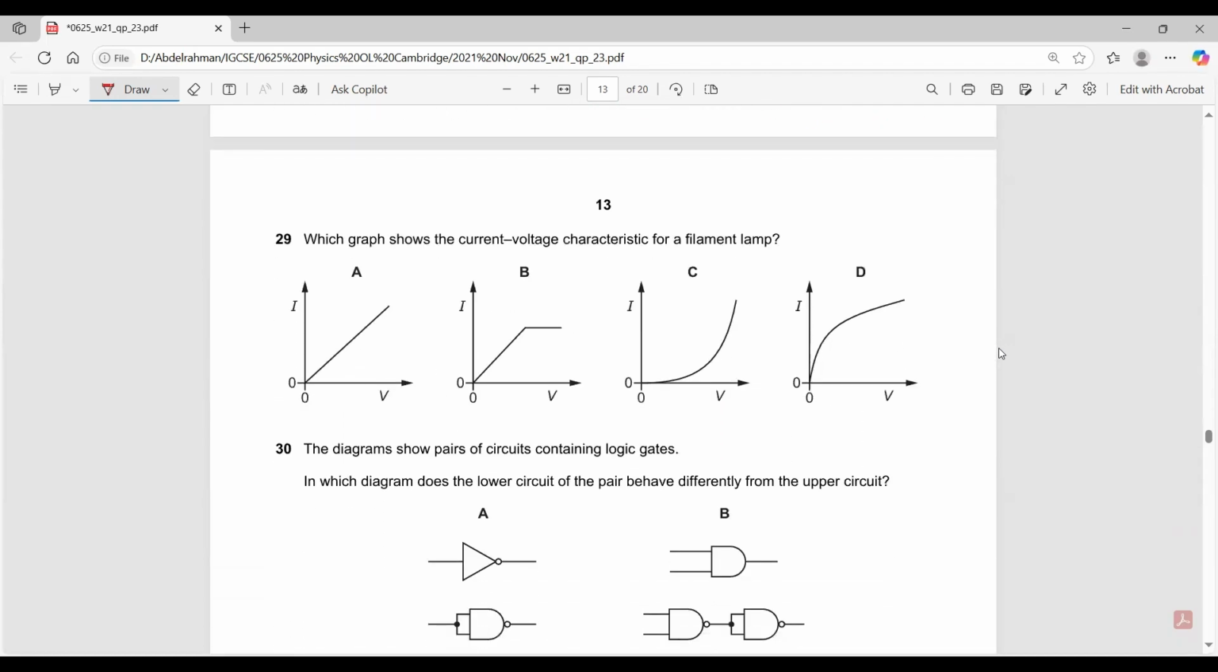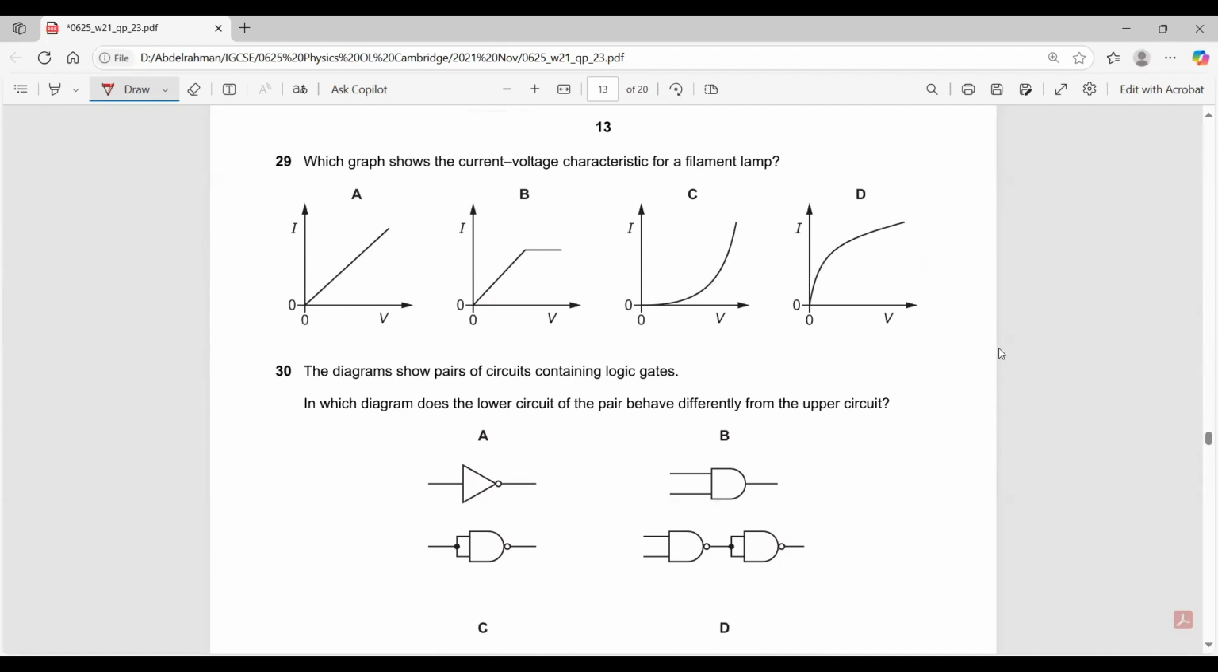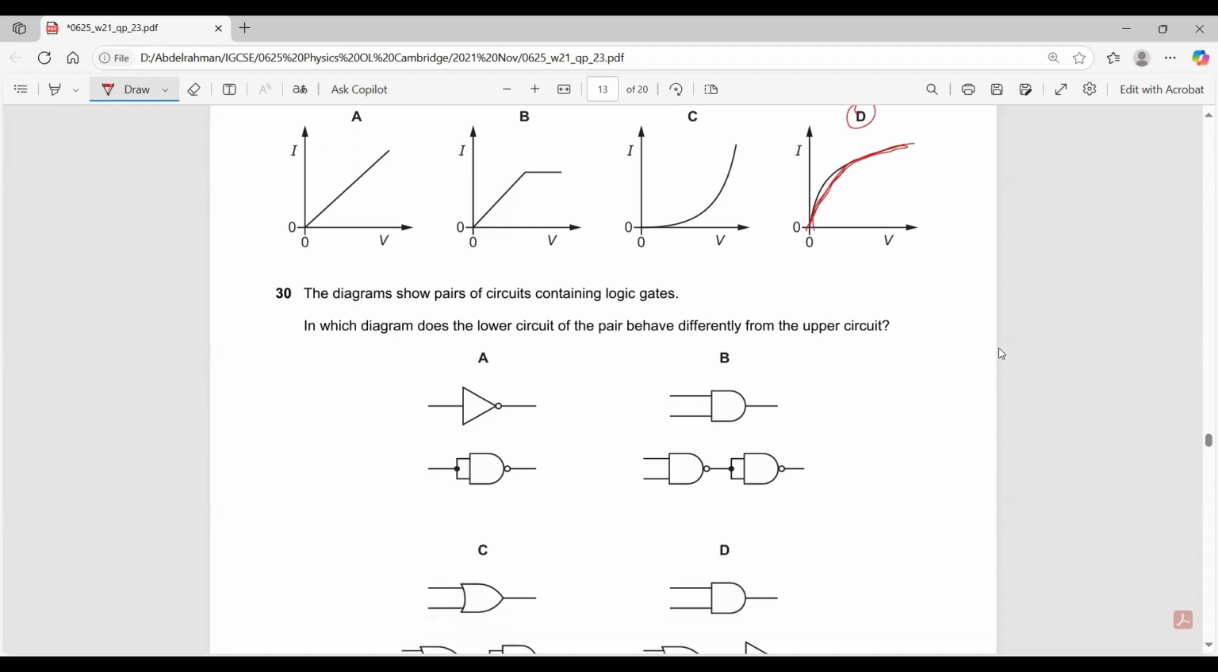Which graph shows the current voltage of a filament lamp? The problem with the filament lamp is that the resistance increases, right? As the resistance increases, it curves towards the voltage axis, right? Curves towards the voltage axis. So it's definitely 30 is cancelled.